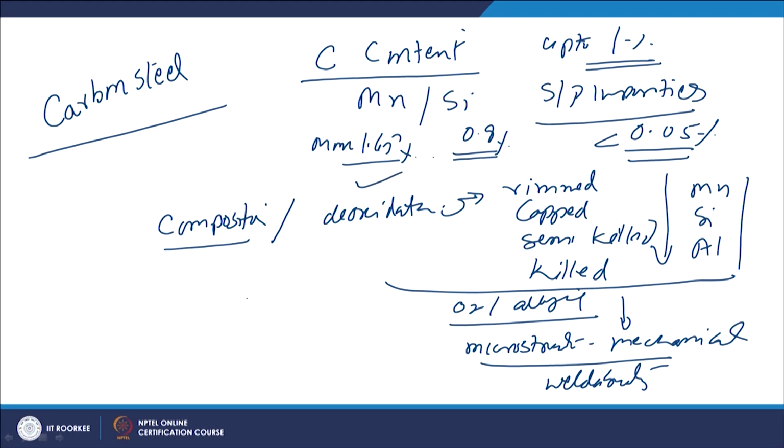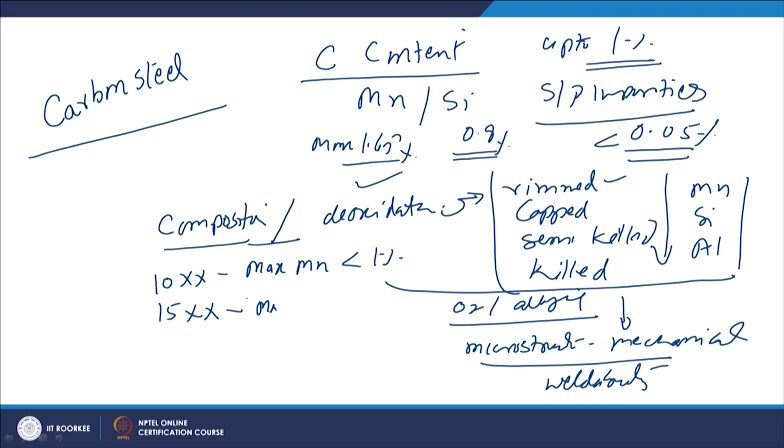So, the deoxidation process also affects the weldability of the steel. The different steels, from rimmed to killed steels, will have different ease of welding. Similarly, with regard to the composition, there is one most common classification, 10XX, which means the maximum manganese content is less than 1%, but there is another 15XX category in the carbon steels where the maximum manganese content is less than 1.65%.